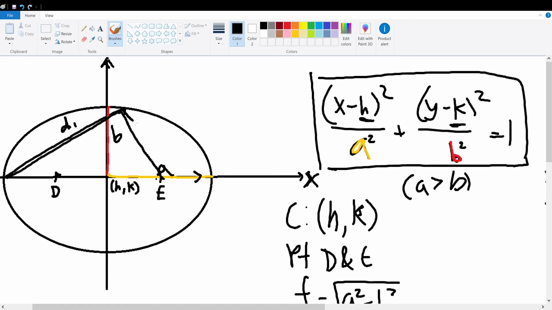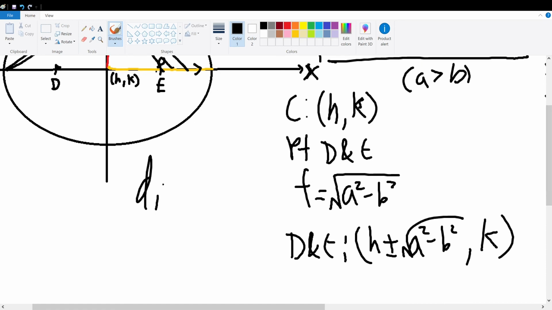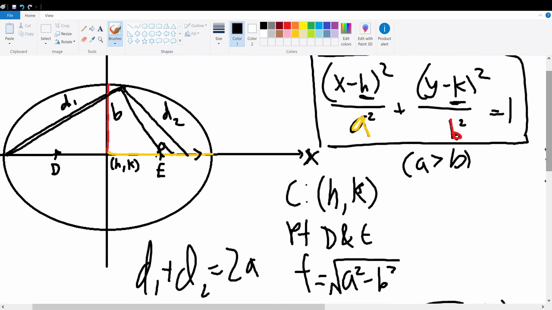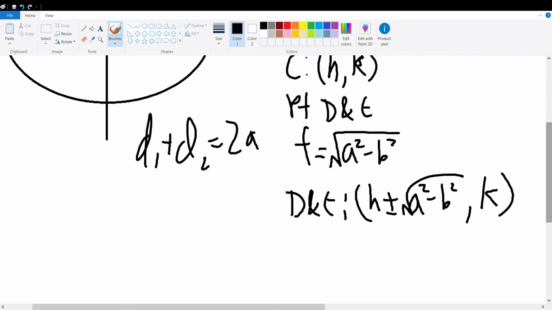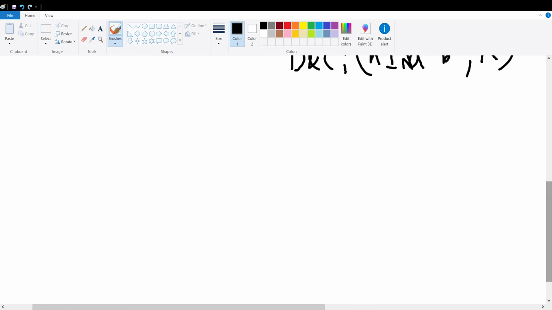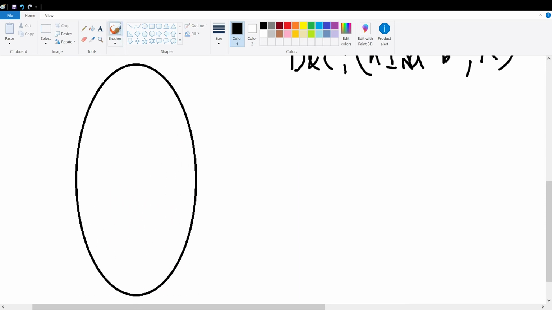add to any other D2, which does not have to go through the focal points. The sum of their two distances will be equal to 2a, or 2 times the major axis length, which is a in this case. So with that, let us move on to the second elliptical function, which is when the ellipse is like this. And the ellipse looks kind of like a mirror.